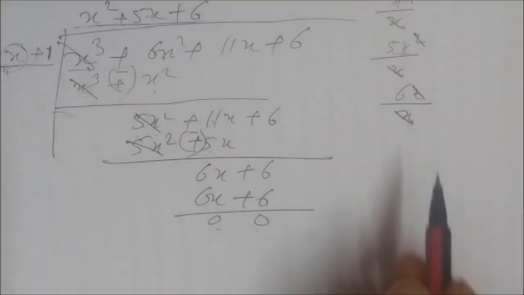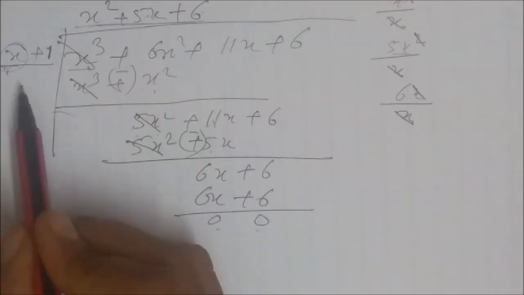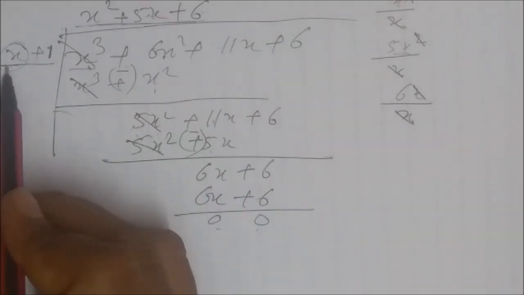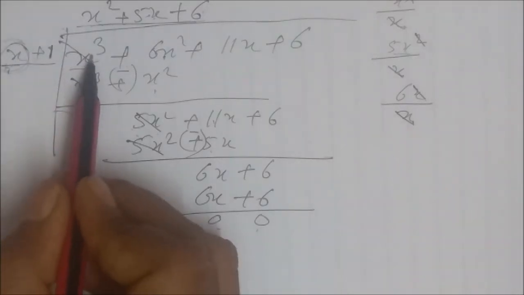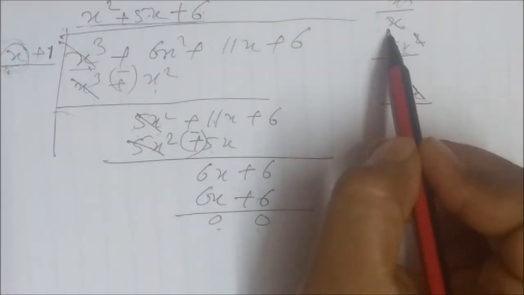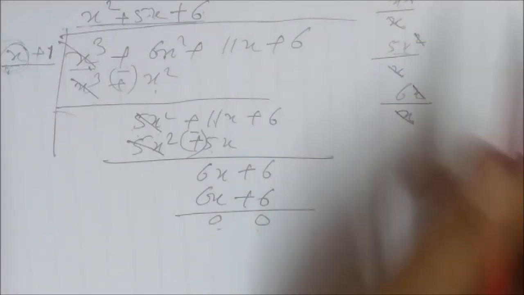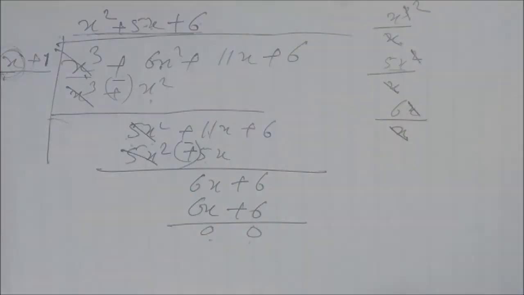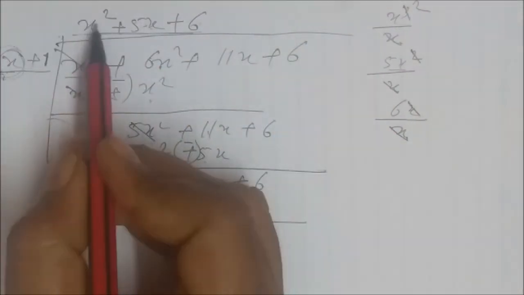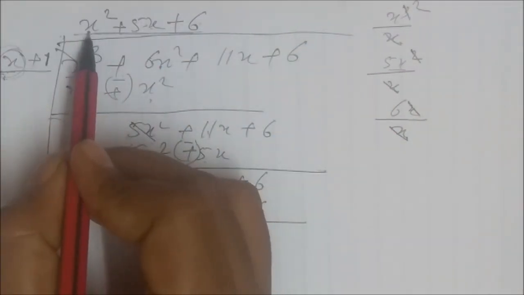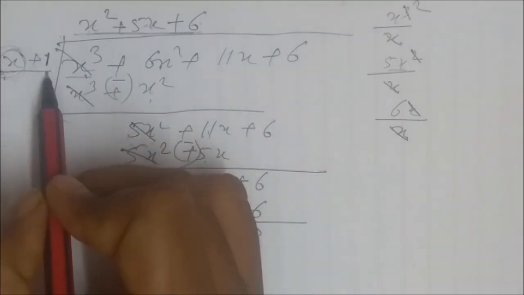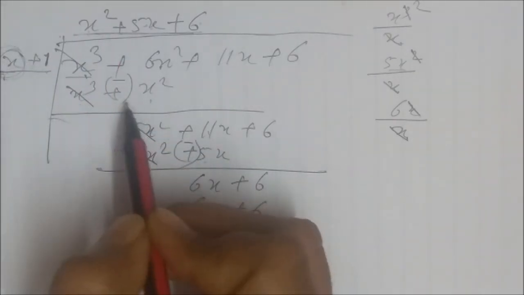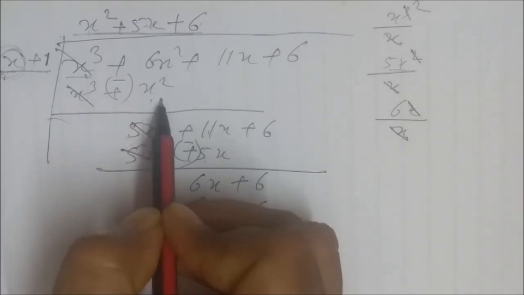Okay. So I am repeating it once more. The first step, we want to find a term which makes this x into x cube. For that we just divide x cube by x. We got x squared. So we take that x squared as the first term of the quotient. Then we multiply this x squared with x plus 1. We got x cube plus x squared.